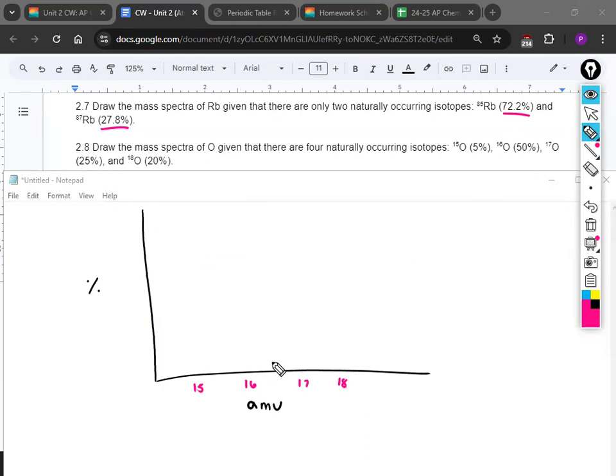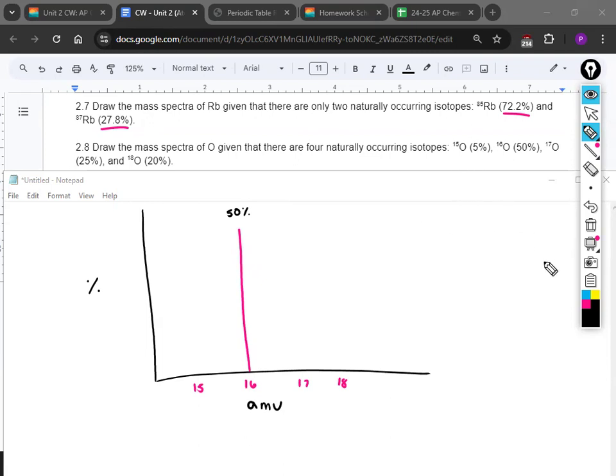But let's start with 16 because it's the highest, so that's going to be 50, so we'll make that pretty high. And then just because it's going to be annoying to try to line up the y-axis with the height of the bars, I've seen it done this way before as well. Some people just write the percentage on top of the bar. That way it's just very easy for you to do and for the grader to see. Okay, so 50%. You don't have to do it either way. Whatever works best for you, okay?